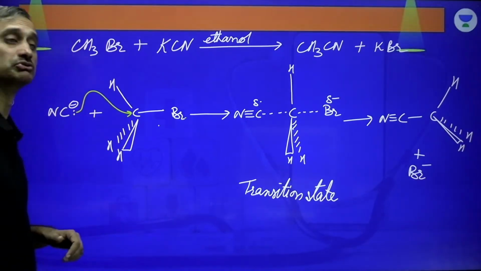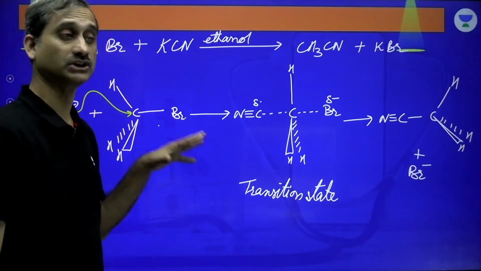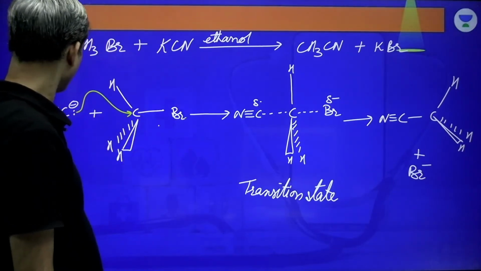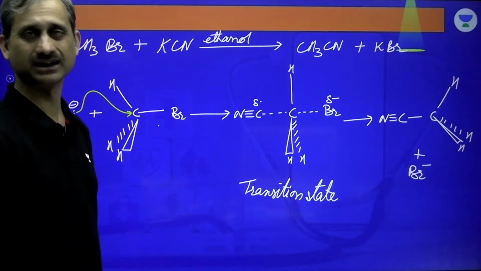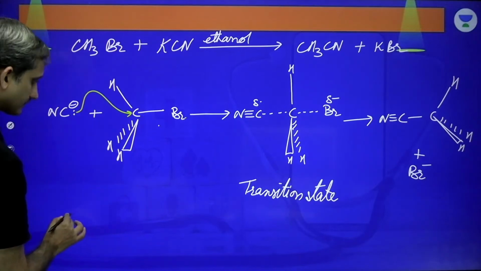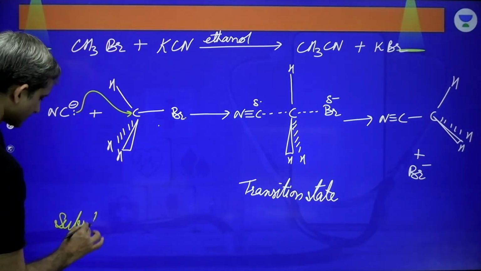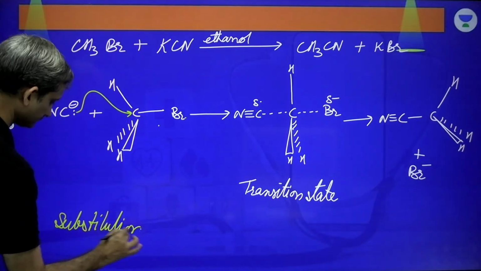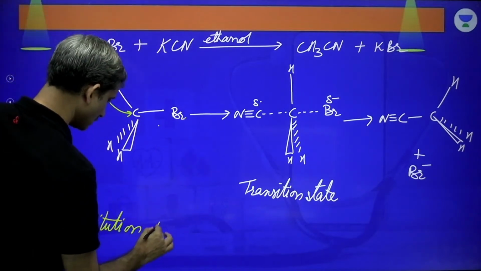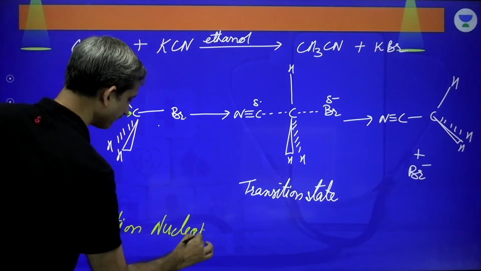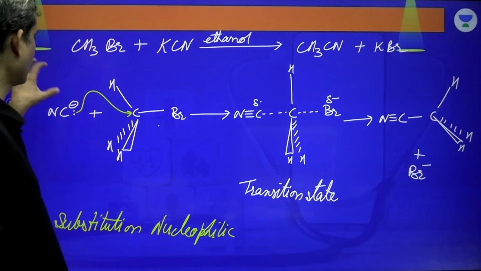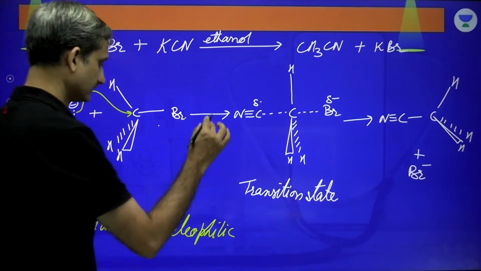Now, cyanide is a nucleophile. Nucleophile means which attracts the nucleus. Bromide is also a nucleophile, again attached to the nucleus. So one nucleophile has replaced another nucleophile. So the name of this reaction is substitution. One species is substituting another species. Nucleophilic substitution, because one nucleophile is replacing another nucleophile.